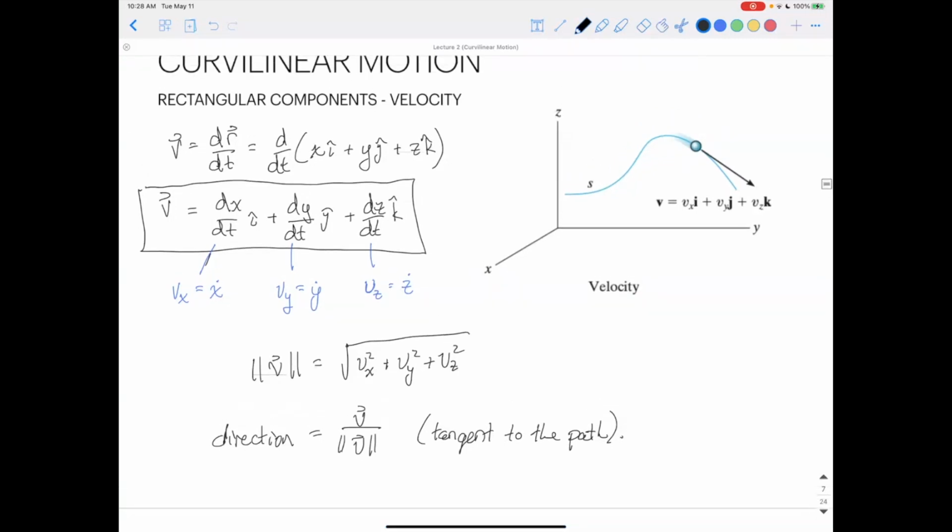So that's velocity. Pretty straightforward. It's just the time derivative of our position vector. We have rectangular components, Vx, Vy, Vz, which are our x, y, z components of velocity. And we have a definition for our magnitude and our direction. Label this here.